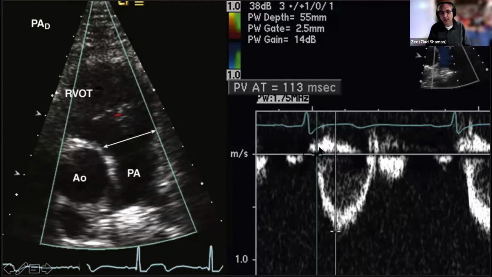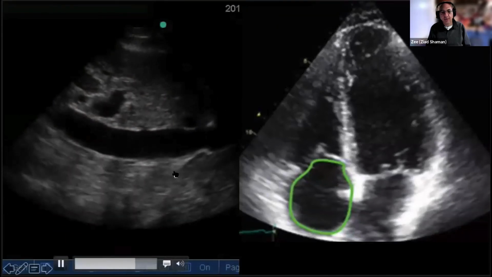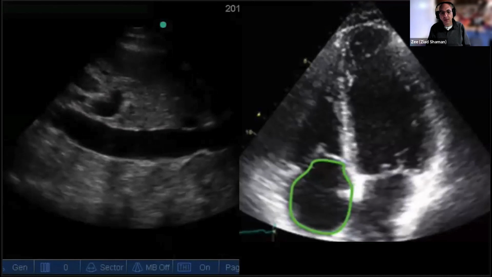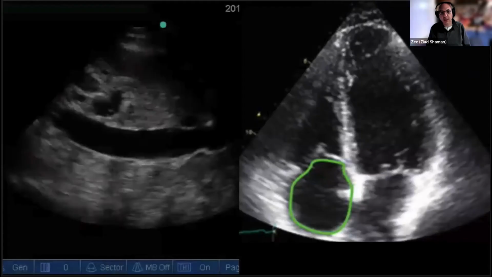Looking at the contour of the pulmonary artery flow, you see that it doesn't have a notch. The acceleration time is 113 milliseconds here, which is not short, so that doesn't give you a point. Oh, I skipped, the end diastolic regurgitant jet was only 2 meters per second, so it's negative.